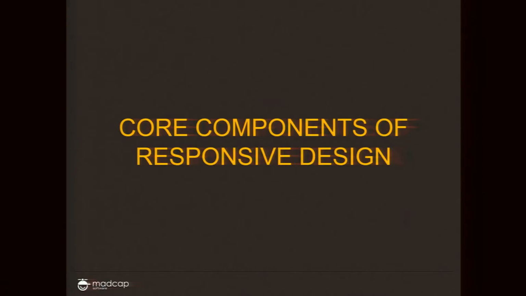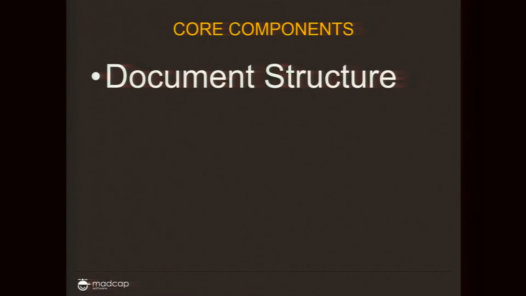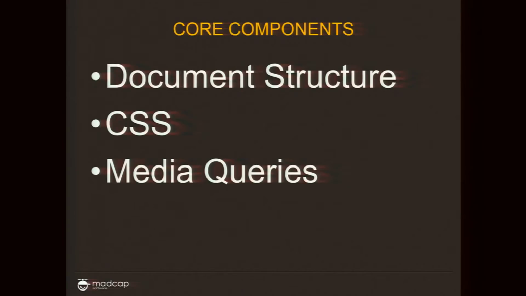So, core components of responsive design, and this goes beautifully with the previous presentation. As was mentioned, we have to separate content from formatting. That's always been a goal, but if you're going to do responsive design, it's critical. So the core components are the document structure itself, the proper use of style sheets, and then a new technology that's part of the CSS3 specification, the use of media queries.